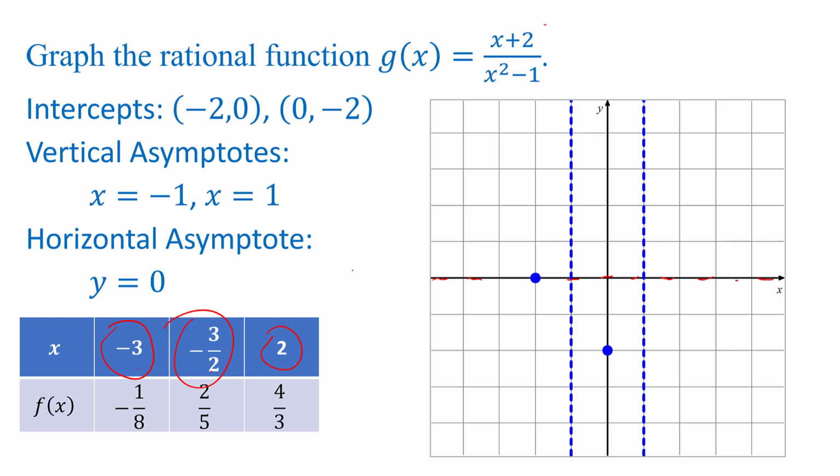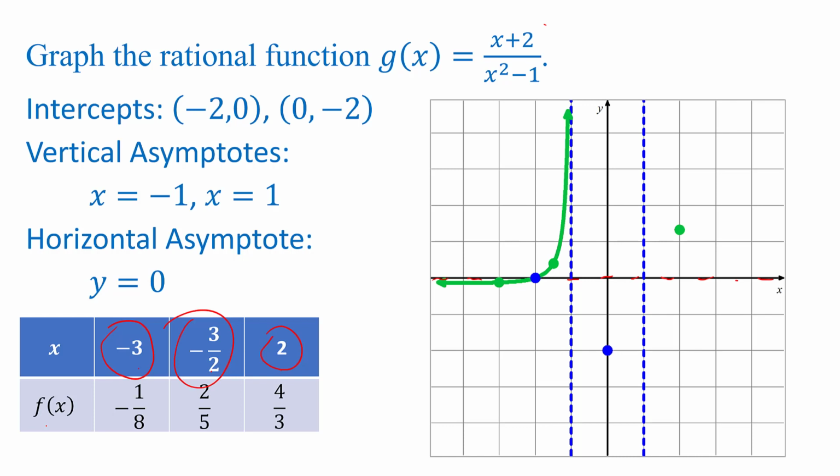Okay, so we put the 3 points on the graph of negative 3, negative 1/8, negative 3/2, 2/5, and 2, 2/4. Now I'm going to start sketching the graph to the left of that first vertical asymptote. Notice the intercept negative 2, 0. To the left of negative 2, 0, the graph is below the x-axis. To the right of negative 2, 0, the graph is above the x-axis.